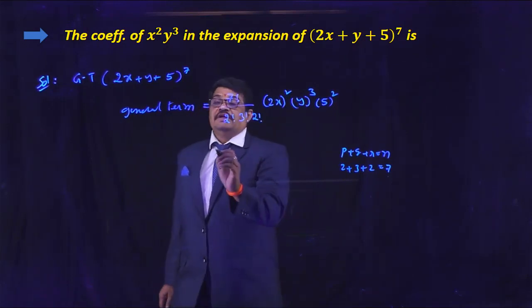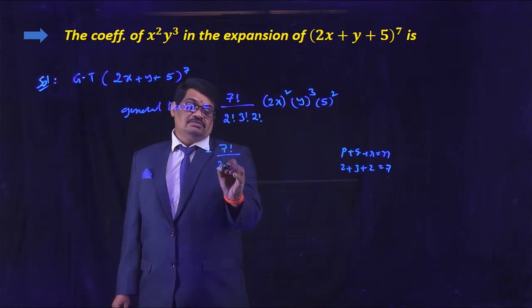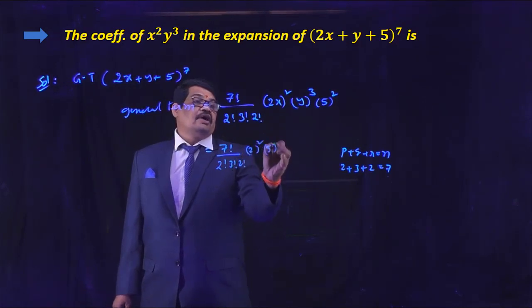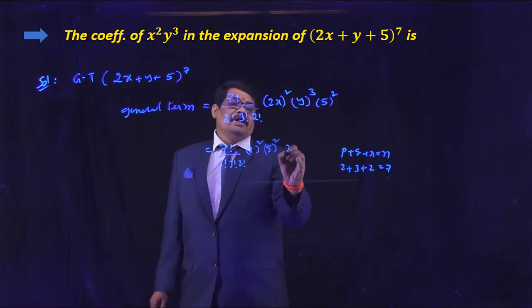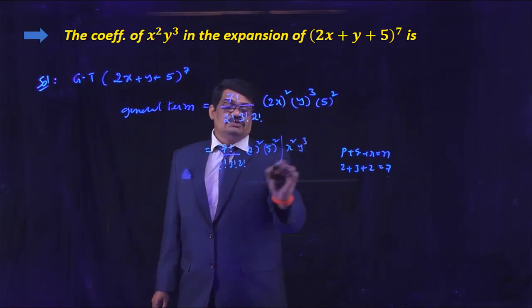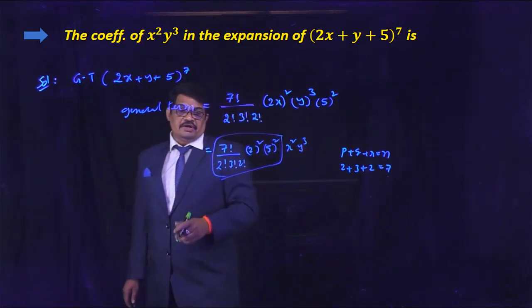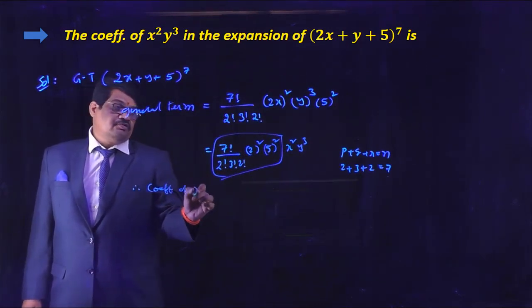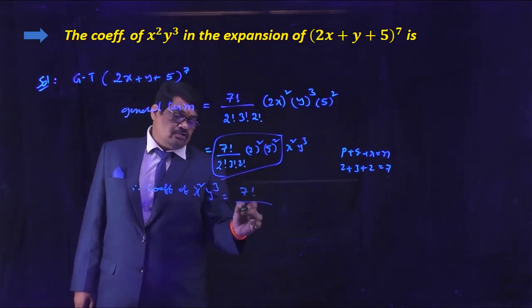What is the quotient here? It is 7 factorial by 2 factorial into 3 factorial into 2 factorial into 2 square into 5 square. What is remaining here? That is x square into y cube. This is the quotient of x square into y cube. Now I am writing the quotient of x square y cube.